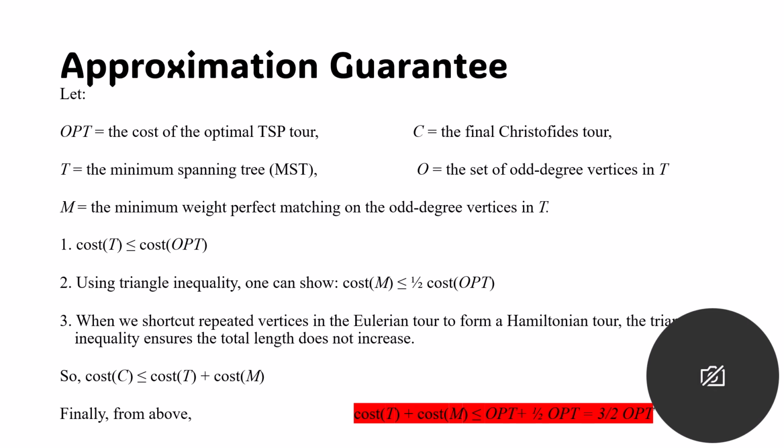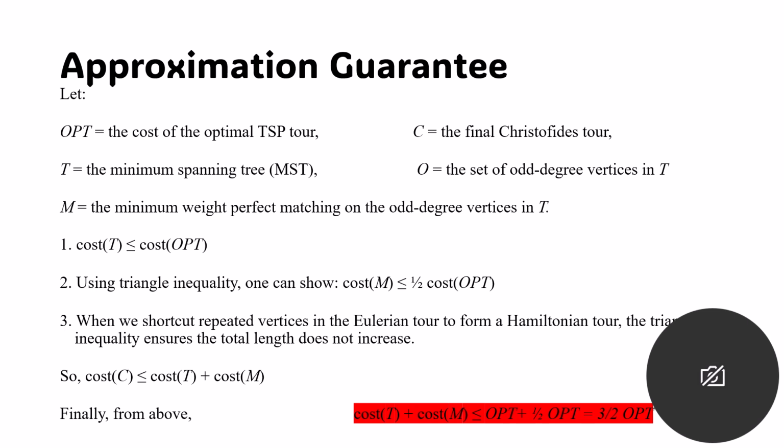Now let's look briefly at why the algorithm guarantees that its result is no worse than 1.5 times the optimal. Let OPT be the cost of the optimal TSP tour, let T be the cost of the MST, let M be the cost of the minimum perfect matching, and let C be the total cost of the Christofides tour. Also let O be the set of odd degree vertices in T.